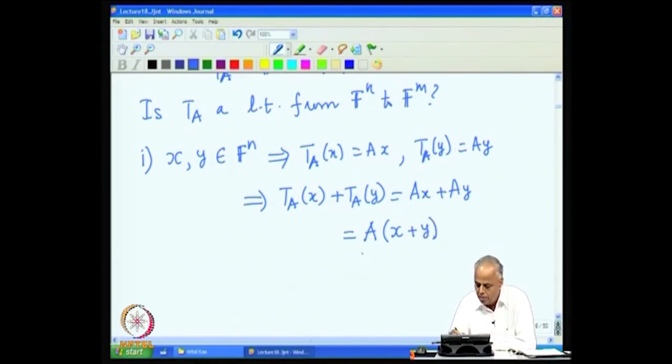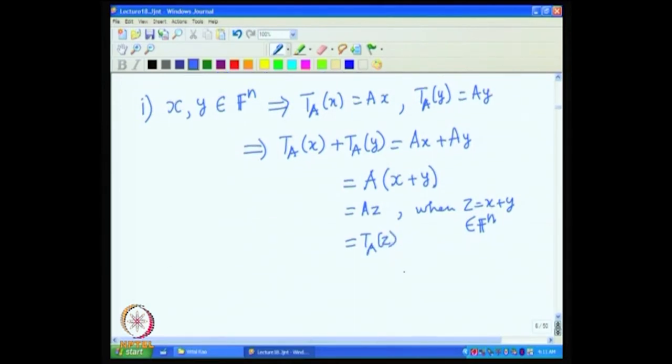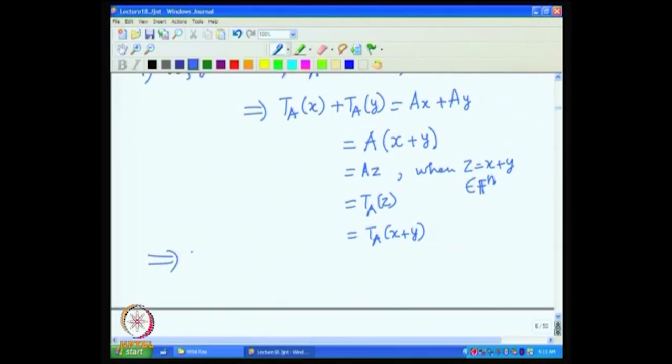Now, if we call the vector x plus y as z, where z is x plus y, then we get Ta z. Since x is in Fn and y is in Fn, z is also in Fn. So, the moment you take a vector z in Fn and premultiply it by A, that means we are taking Ta of z, which means we are taking Ta of x plus y. Thus we see that Ta of x plus y is the same as Ta x plus Ta y, and therefore, Ta preserves addition. So, it crossed one hurdle for being qualified to be a linear transformation.